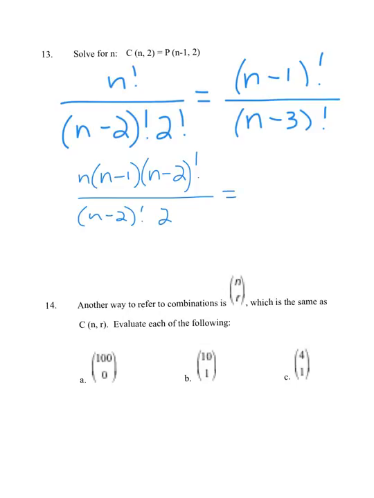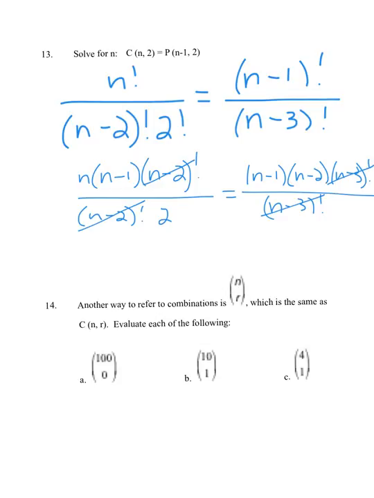And on the right-hand side, the bigger number, again, is n minus 1. So I'm going to rewrite that as n minus 1 times n minus 2 times n minus 3 factorial all over n minus 3 factorial. And then we can do some canceling. We can cancel out our n minus 2's. We can cancel out our n minus 3's. We can cancel out our n minus 1.